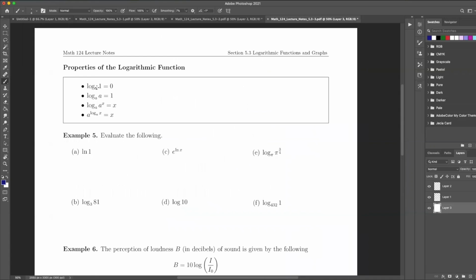So here are some properties of logarithmic functions. Here we have log base a of 1 is 0. That is also the same thing as saying you have the point (1, 0), right? Log base a of a is 1, and why is that? Well, that's because a raised to what power is a? Well, that means a was raised to the first power, right? Log base a of a to the x means a raised to what power is a to the x? Well, that's just x, right?